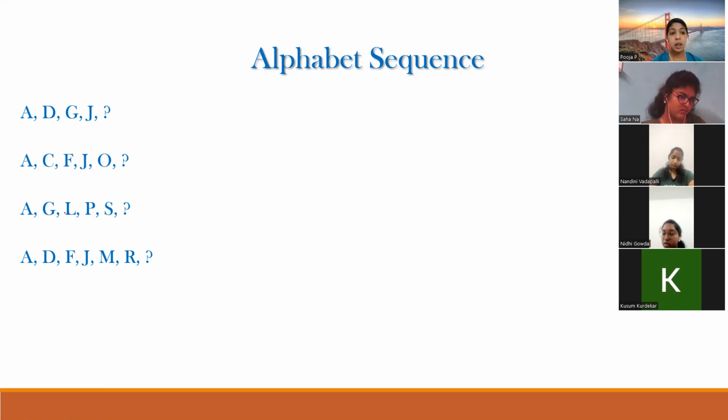So you have A, G, L, P, S. All right. So in this case, let's see. A, B, C, D, E, F, G. So it is plus 6. B, C, D, E, F, and G. Correct. Plus 6. H, I, J, K, L. Plus 5. Okay. M, N, O, P. Plus 4. And then P, Q, R, S. So it is plus 3. And then plus 2. So what will be the answer? T, U. U is the answer.